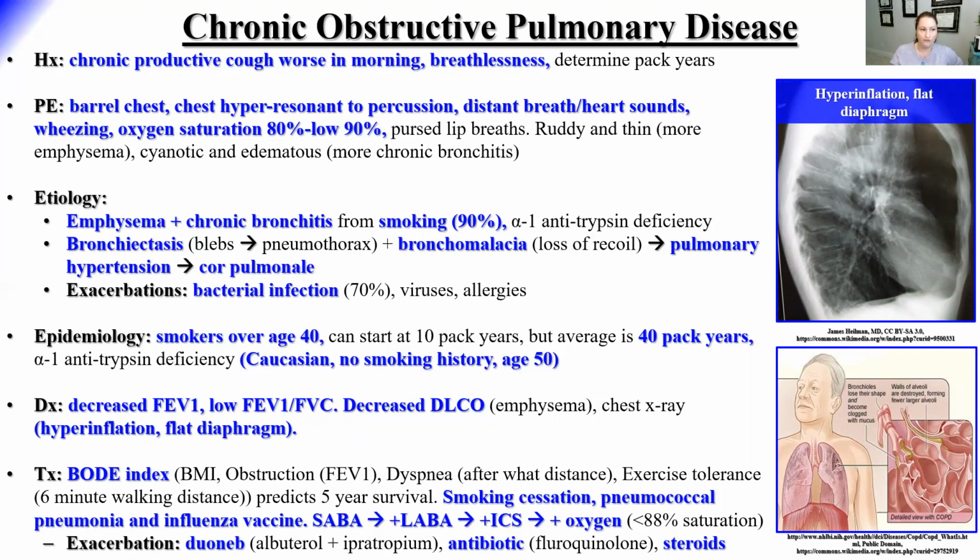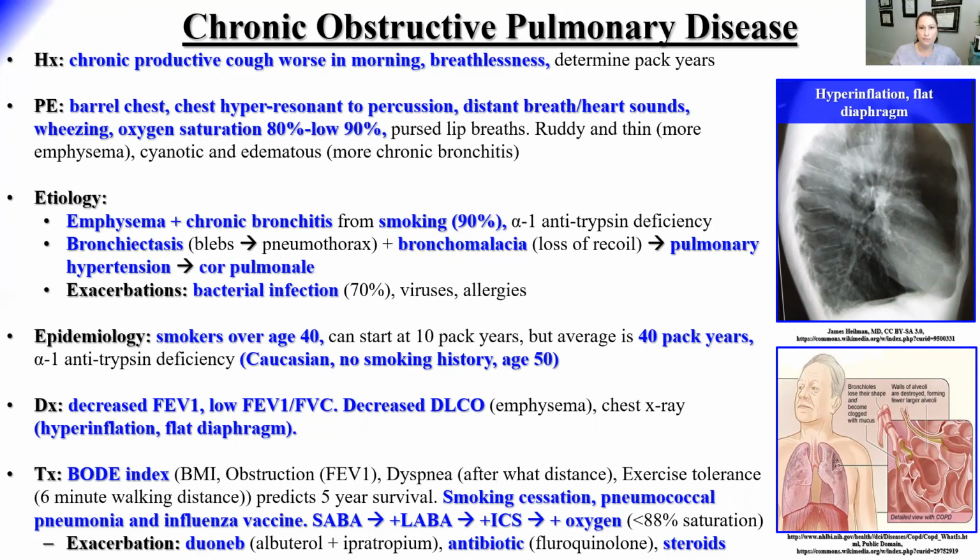With COPD, they have bronchiectasis kind of at the beginning of this. So they get blebs, which turn into a pneumothorax. Then they also develop bronchomalacia, which is a loss of the normal lung recoil. They develop pulmonary hypertension, and then finally cor pulmonale. Remember, we talked about you smoke with your right and you drink with your left. Cor pulmonale is the heart disease that is caused by smoking and mostly COPD. So bronchiectasis and bronchomalacia lead to pulmonary hypertension, and then cor pulmonale or right-sided heart failure.